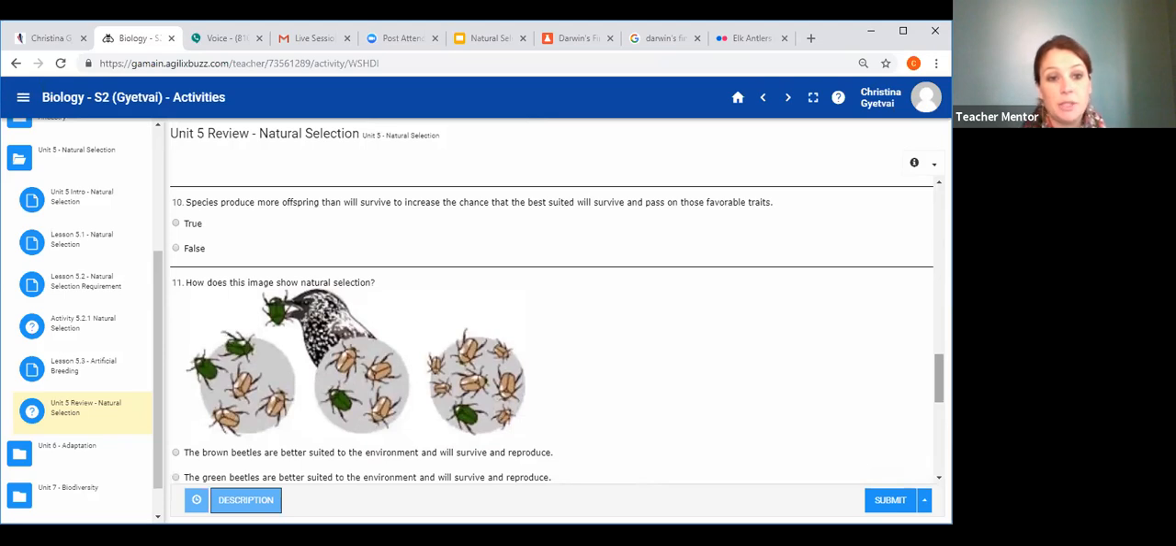Okay, number 10, species produce more offspring than will survive to increase the chance that the best suited will survive and pass on those favorable traits. True or false?